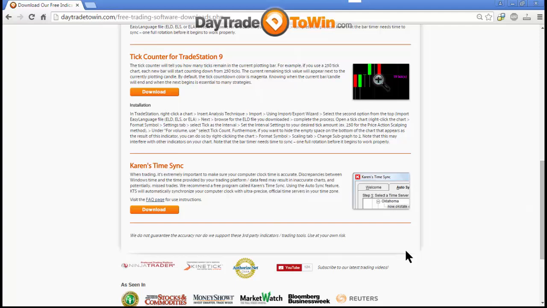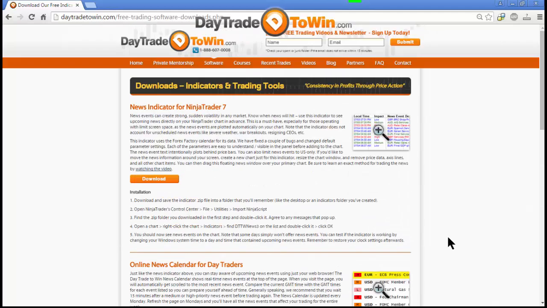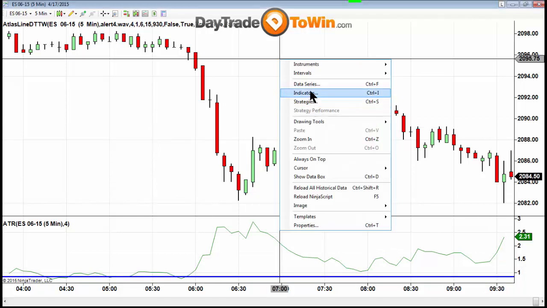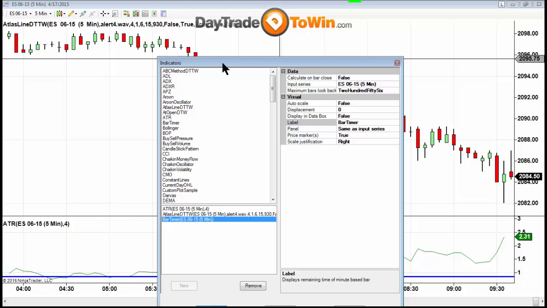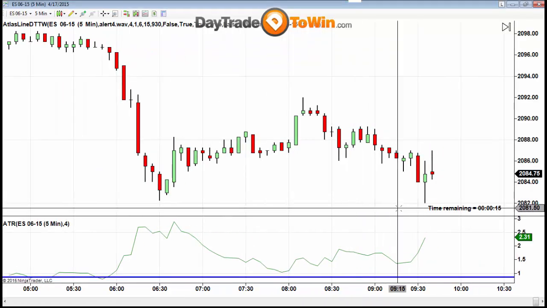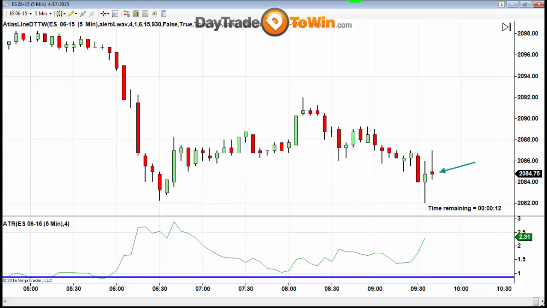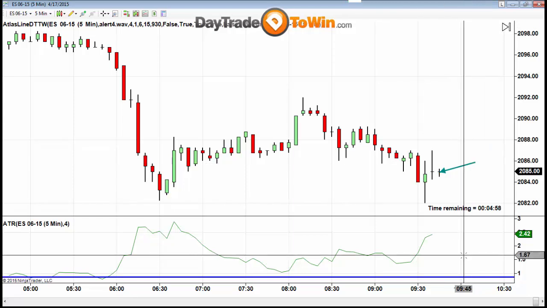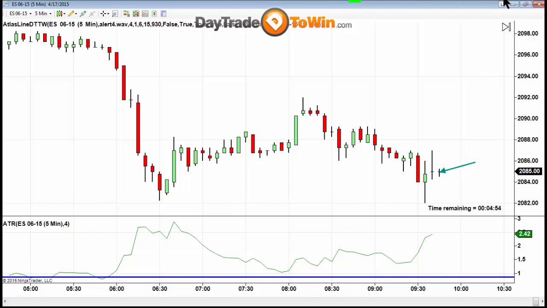If our computer clocks are slower or off, then when the candle closes or opens, it's not going to be the same. I've noticed that if your computer clock is not correct, then, for example, when I add the bar timer here, the close of this candle may be off by a second or two. The closing price is going to be different. So it's important that everyone is on the same page with the time and these candles closing. Karen's Time Sync is a free program that may help that situation.